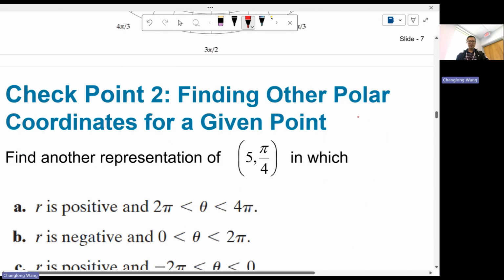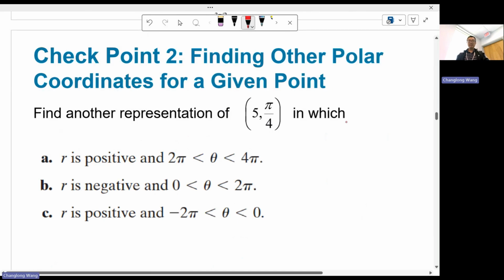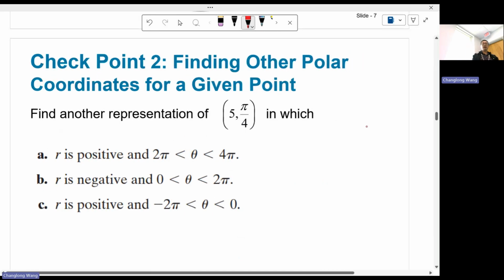All right, so now moving on. And now let's be flexible with coordinate data. I know that this is actually the harder part, right? Saying flexible, they have more options. It might not be a good thing. They say, go ahead and find a different pair of coordinate data for the point 5, pi/4, such that I want a positive r, but theta will be greater than pi/4, in a range of 2 pi to 4 pi, or a negative r, but the angle is still going to be less than 2 pi, or make the r positive, but the angle negative.